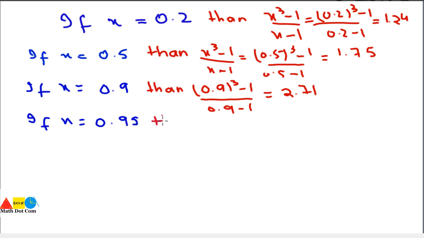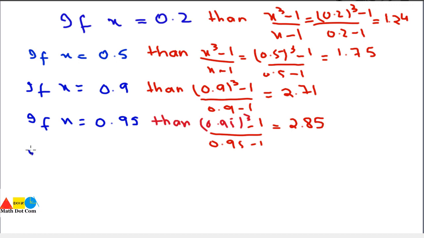Further, we will use a value closer to 1, as x equals 0.95. Then what will be the value? 0.95 whole cube minus 1 divided by 0.95 minus 1 equals 2.85. Another value I will take is x equals 0.99. So keep in mind that I am not taking x equal to 1, as I have already seen that at x equals 1 the function becomes undefined.